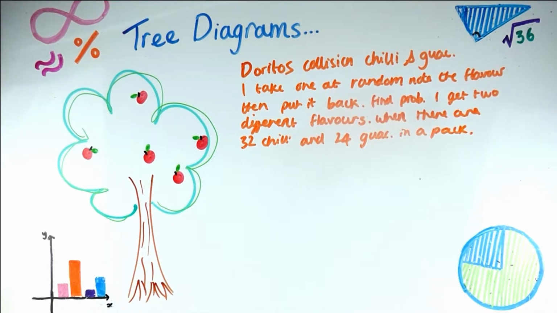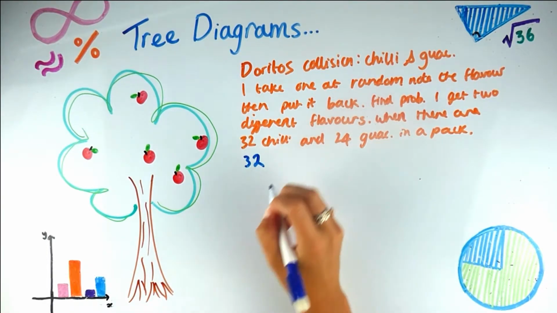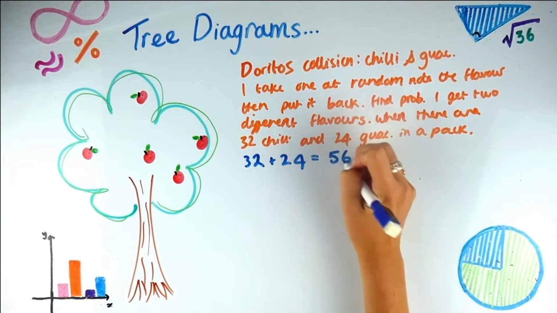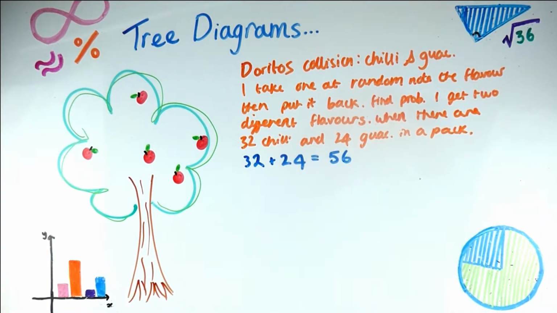Okay, so Doritos, chili and guacamole. So I have this bag and I take one at random, I note the flavour, so I say if it's chili or guacamole, then I put it back and it's asking me to find the probability I get 2 different flavours, given that there are 32 chili Doritos and 24 guac Doritos in a pack. So the first thing I want to do is work out how many are in total in the pack. So there's 32 chili and there's 24 guacamole, so there's 56 Doritos in the pack.